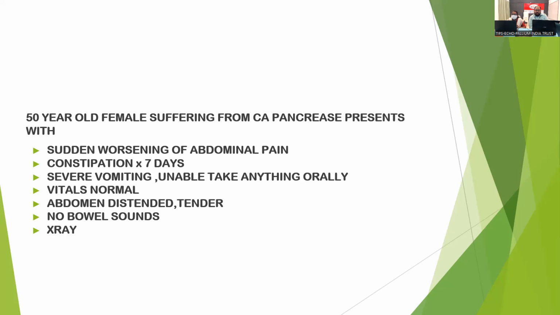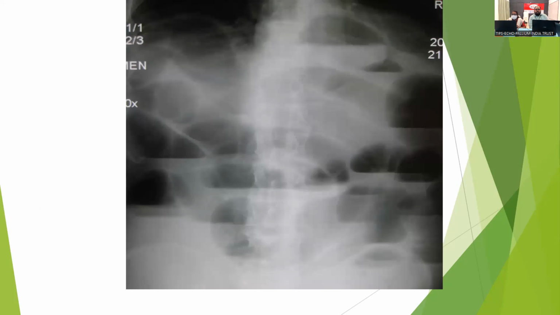You sent for an X-ray and you got an X-ray back. So this is the X-ray you got, X-ray abdomen, right? Have you ever come across such a situation? Okay. So what do you think it is? Anyone, any suggestions? Why do you think it's an intestinal obstruction?